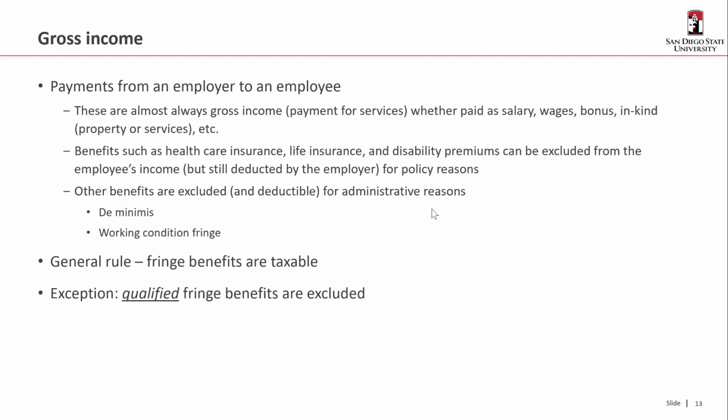So again, payments from an employer to an employee, we almost always consider these gross income, right? Whether it's paid as salary, wages, bonus, in kind, property, services, etc. It's really hard to disguise a payment from an employer to an employee as anything but compensation. There are some things that are carved out: healthcare, life insurance, disability premiums, some of those we've talked about. There are other benefits that are excluded for administrative reasons. And so basically, there is a subset of compensatory payments from an employer to an employee that, if they qualify as a qualified fringe benefit, can be excluded.